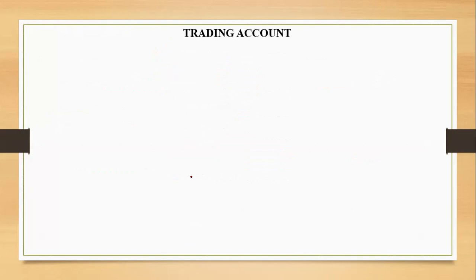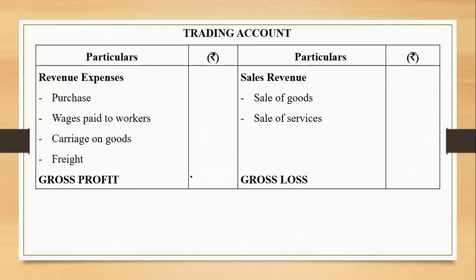Let us see how things are in the trading account. What are the amounts we record in the trading account and what is the format? In the trading account, we can see that we have 4 columns, particulars and amount. The sales revenue is on the right hand side, that is the credit side of the account, and the revenue expenses are on the debit side. On the debit side, you can see purchase, wages paid, carriage, freight. These are all direct expenses. The amounts are paid for the purchase of goods or help us to manufacture goods or convert raw material into finished goods. So these are direct expenses which will always be a part of the trading account.